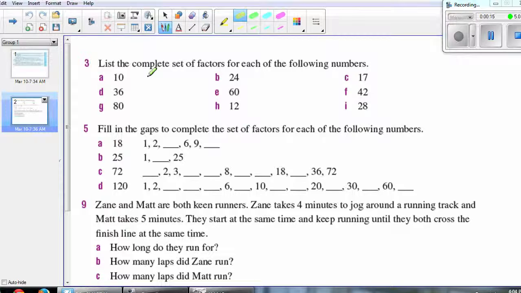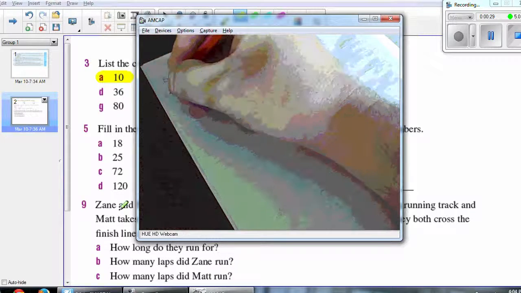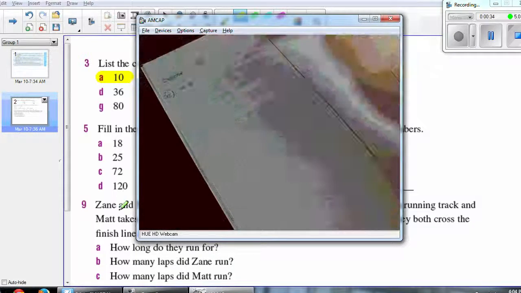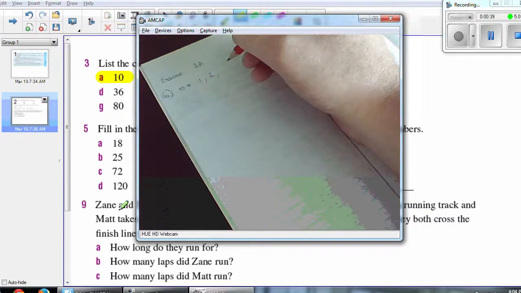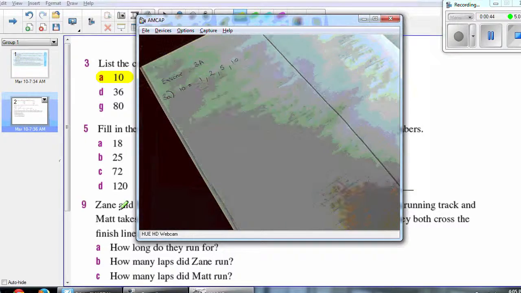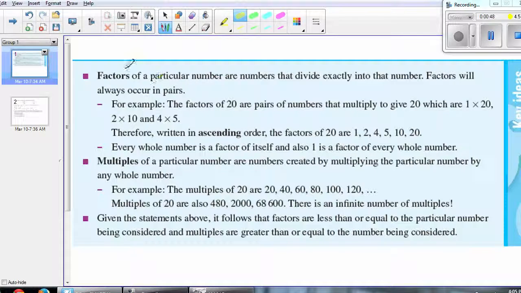So question 3, it asks you to list the complete set of factors for each of the following numbers. So let's just have a look at letter A, and let's go from there. For here, all I'd write down in my book is obviously 3A, that's the one I'm doing, and the complete set of factors for 10 is 1 is a factor, 2 is a factor, 5 is a factor, and obviously 10 itself is also a factor of 10.